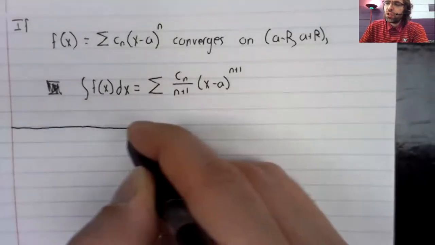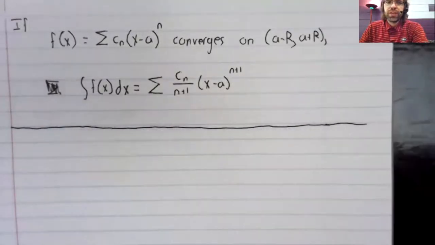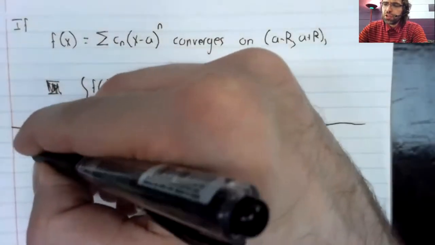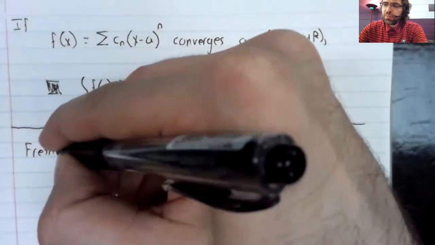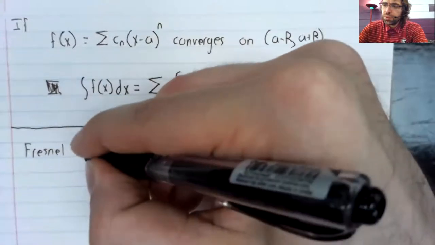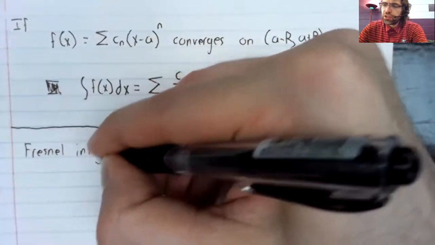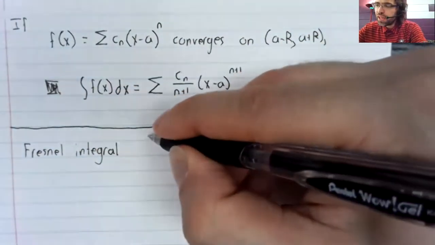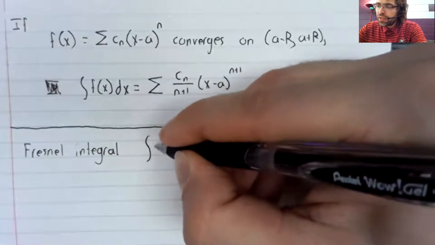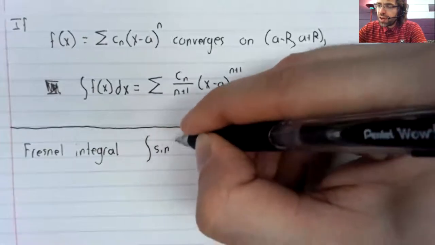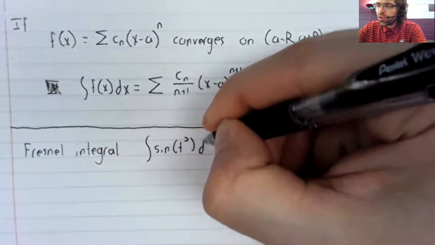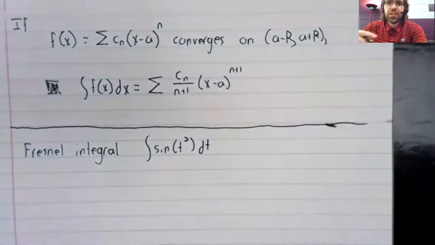And then let's look at a concrete example. You don't need to know this name, but the Fresnel integral, which I might be mispronouncing, is the integral of the sine of t squared dt.